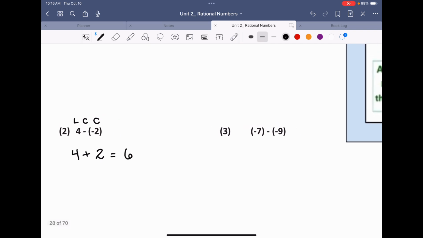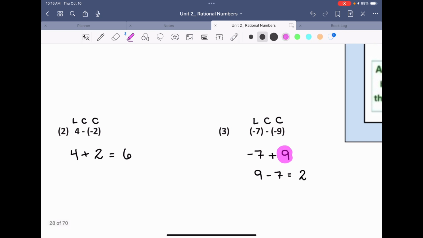Let's try it again. I'm going to leave, change, change. So negative 7, subtraction turns to addition. My negative 9 should turn to a positive 9. So now I have negative 7 plus 9. Well, I want to subtract their absolute values, so I'm going to do 9 minus 7, which is 2. And I'm going to identify my larger number. The 9 is larger, so that means my 2 should be positive. So my answer would be 2.